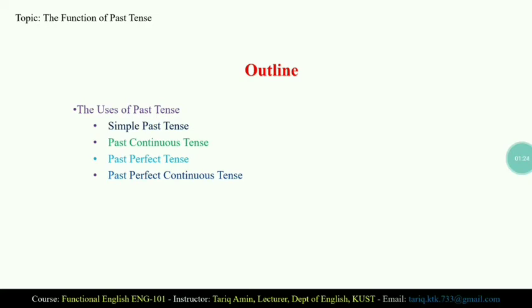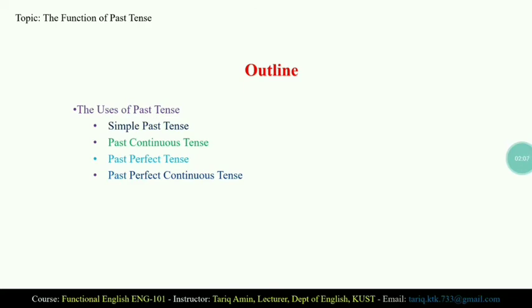A form of verb that indicates the present time of an action is said to be in the present tense, and a form of verb that indicates the past time of an action is said to be in the past tense, and a form of verb that indicates the future time of an action is said to be in the future tense. For example, he plays cricket. The verb plays is a form of verb that indicates the present time of an action, whereas he played cricket. The verb played indicates the past time of the action, whereas he will play cricket. The verb will play indicates the future time of an action.